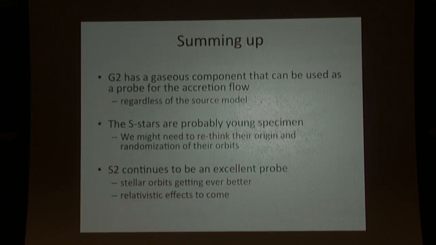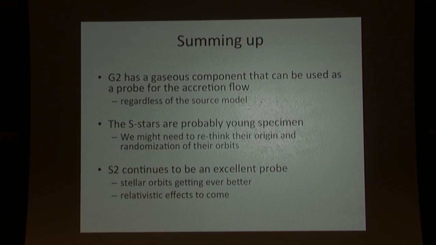So let me sum up. I think it's clear that G2 has a gaseous component that can be used as a probe for the accretion flow. And this is completely regardless of what your source model is. It's actually useful. You can discuss for ages what you do with it, but it's useful. The S stars are probably a young specimen, so we might need to rethink the origin and randomization of the orbits in particular, because that was using longer timescales.